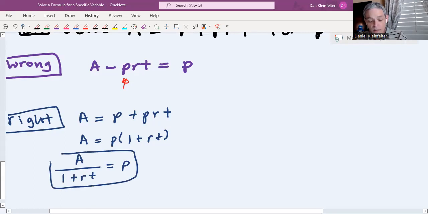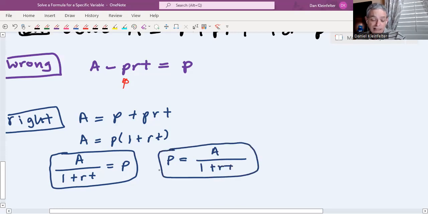Notice that here we have the P all by itself, and yet there are no P's left over on the other side. Another question can come up: is this right, or should the P be on the left? I suppose since we're solving for P, it's probably more polite to have the P on the left, but technically both of those are correct, okay? Let's do some more examples.